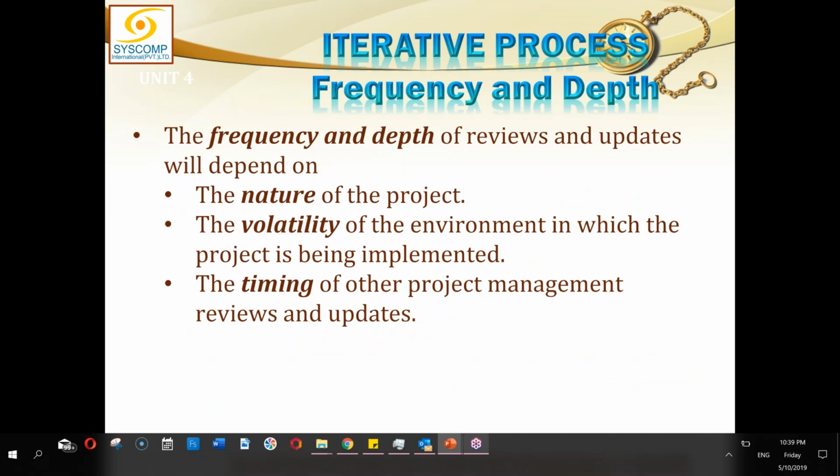Now the question is, what should be the frequency of the risk management and how deep should you go? Frequency and depth of reviews and updates will depend on the nature of the project, how volatile the environment is, and the timing of other project management reviews and updates. If you have a progress report going every week, then probably you will align your risk management process with that.